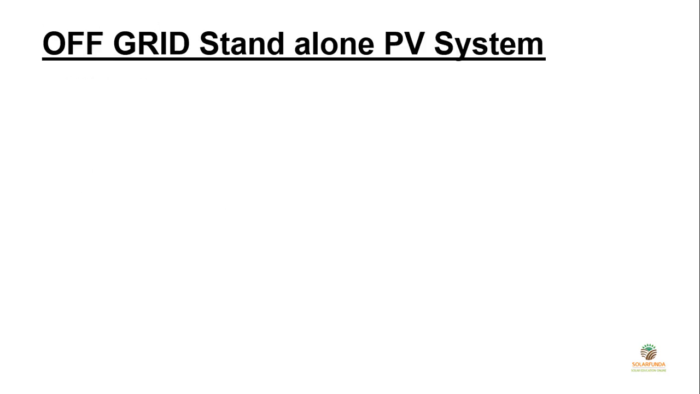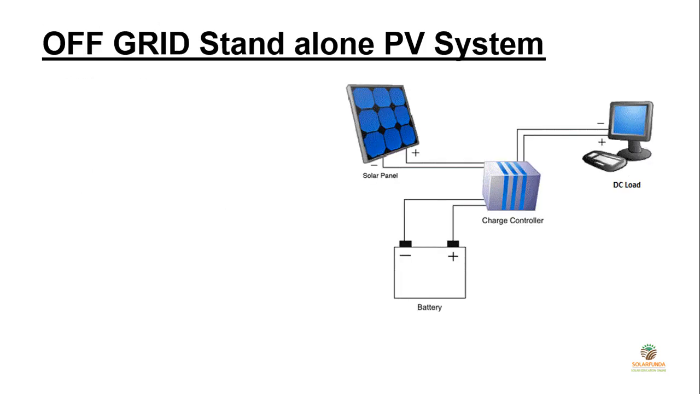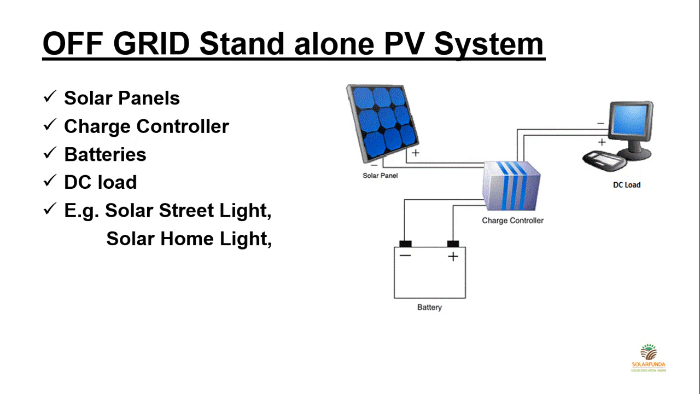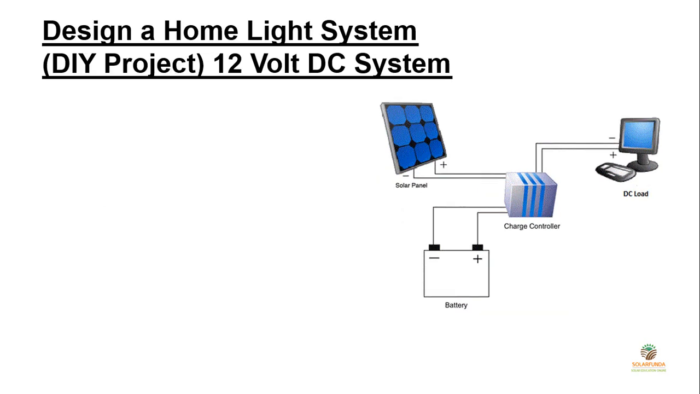What is off-grid standalone PV system? It generally has solar panels, charge controllers, batteries, and most important DC loads. The examples of this system are solar street lights, solar home lights, and solar lanterns. Let's design a home light system that can be a DIY project for you. I will prefer DC system because 12 volt DC equipments are easily available in market.